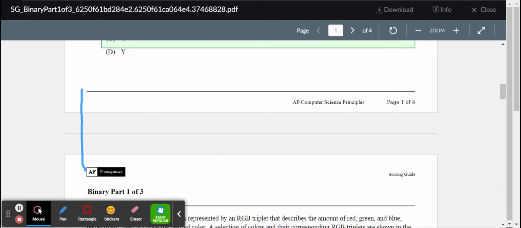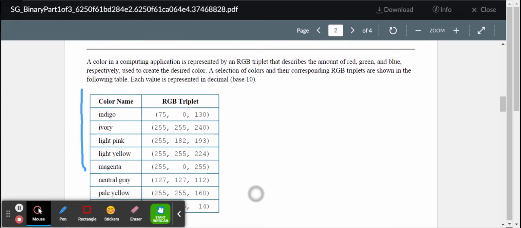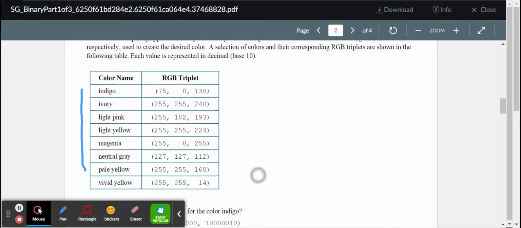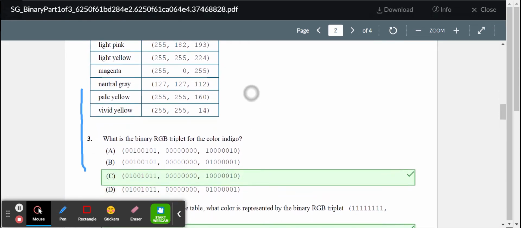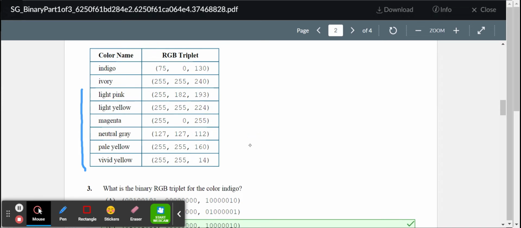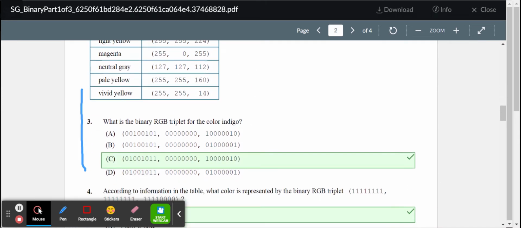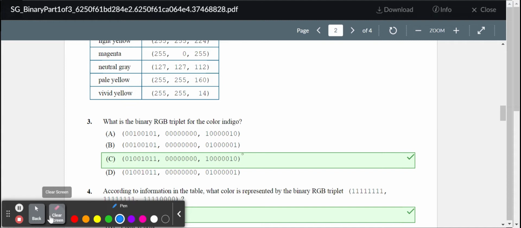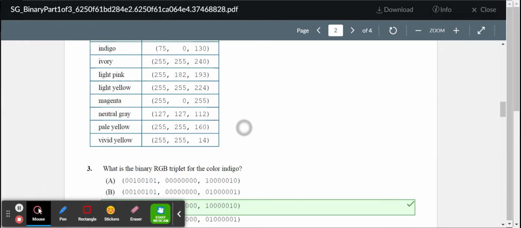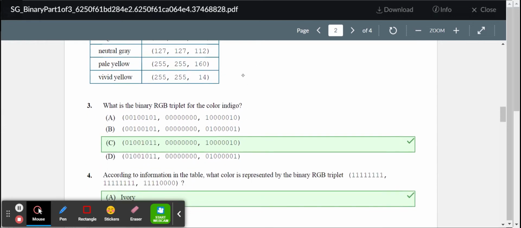That is not what I wanted. All right. So we're doing RGB. We're trying to select the binary triplet for indigo. Here's a fun trick. These are all obviously in decimal. If it ends in a 1, it is an odd number. If it ends in 0, it's an even number. So this is what I always do first. I just look and I say, all right, indigo is odd, even, even. So which one of these are odd, even, even?